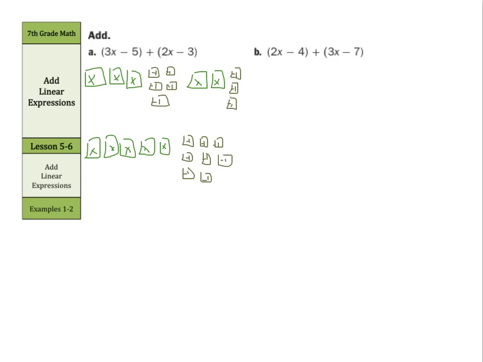And so what do I have overall? I have 1, 2, 3, 4, 5 x's, so that would be 5x. And then I have 1, 2, 3, 4, 5, 6, 7, 8 negatives, so we could just write that as minus 8. Now, could you write that as 5x plus a negative 8? Yeah, that works too. I think this first way of 5x minus 8 is your simplest way of writing that. So 5x minus 8 is the best way to write that answer.